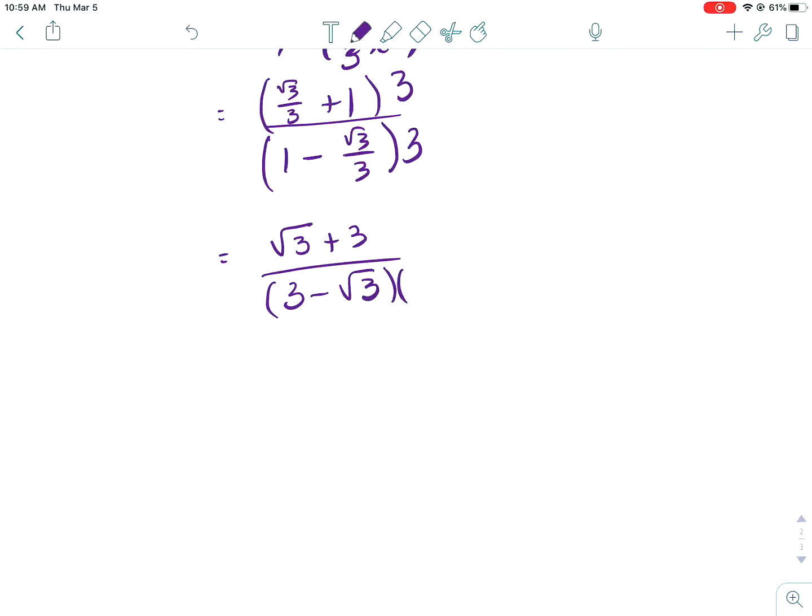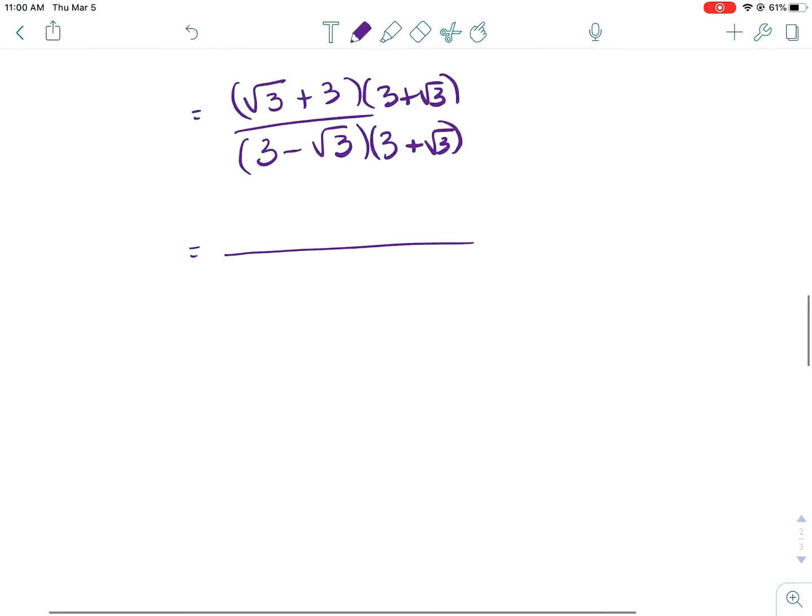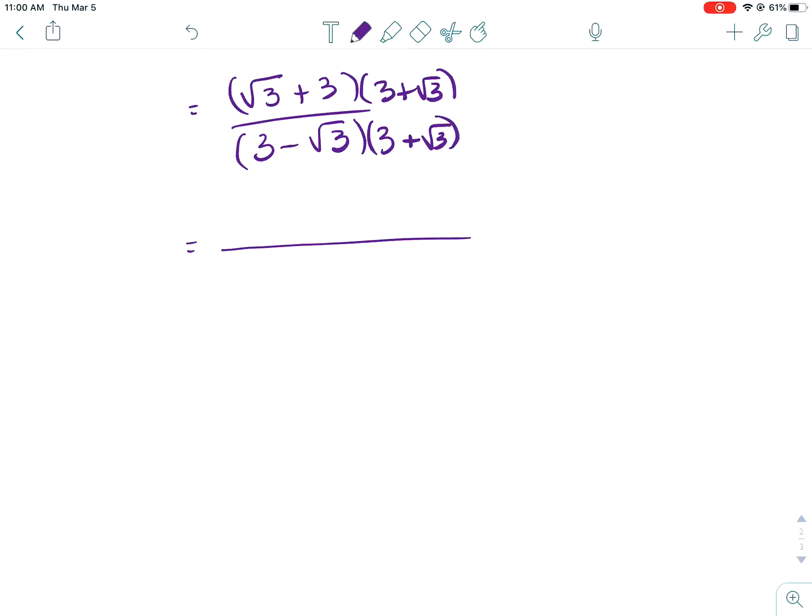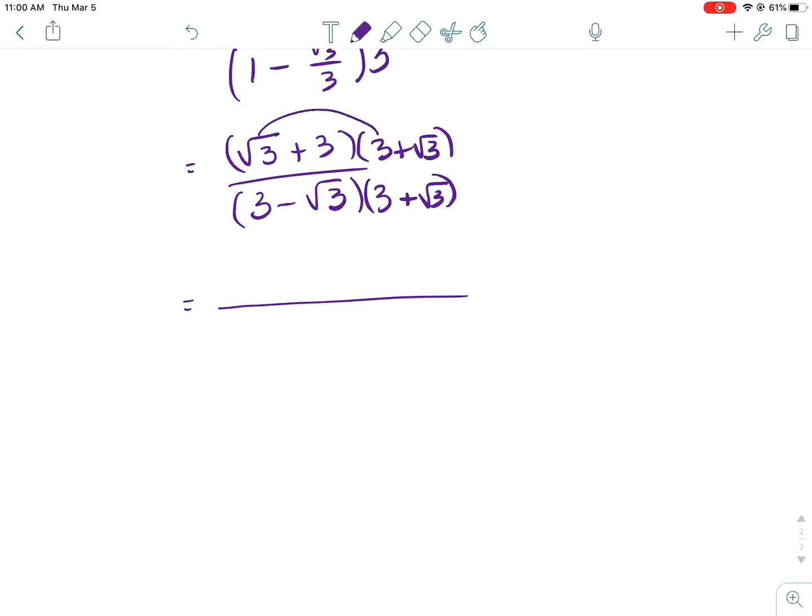All right, and now we have a radical in the denominator. So we're going to multiply by the conjugate of the denominator. And for the numerator, we do all the distributing. So we'll distribute the square root of 3, and then distribute the 3.